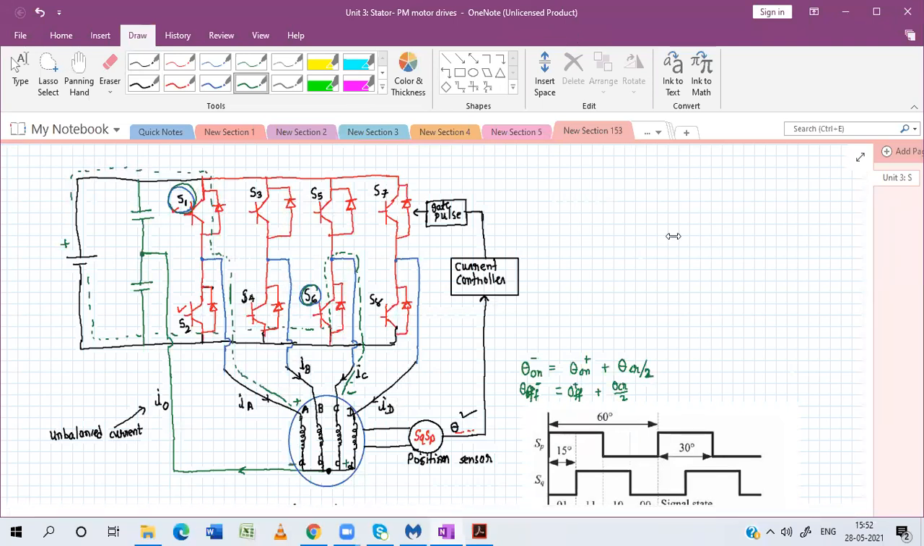From A and C, when A and C come into the picture, winding A and winding C.